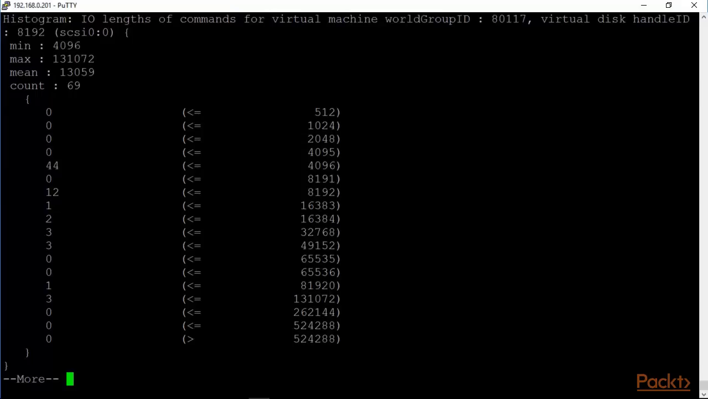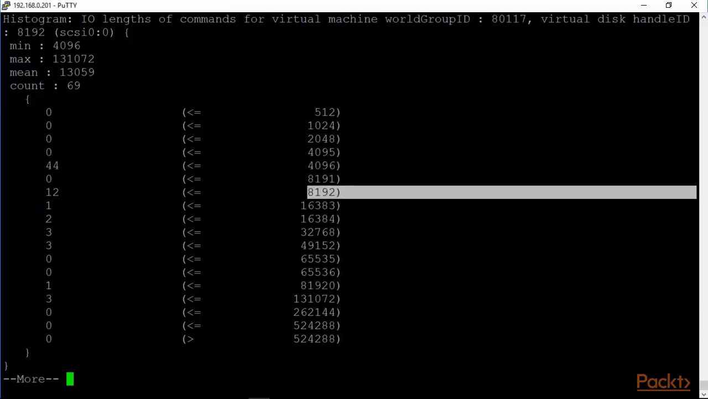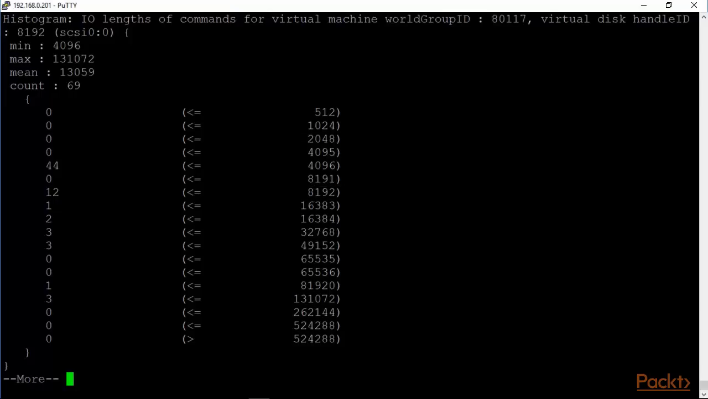So you can see that the minimum IO length was 4096. The maximum IO length was quite large, and there was a mean and 69 IOs that were completed in this length of time that this data is being collected. Now, in terms of a histogram, the way to look at it is this. How many instances? Well, 44 instances of less than or equal to 4096, 12 instances of 8192, which is good, and then 2 instances, 1 instance, and 3 instances. So there were very few IO length commands that were extremely high.